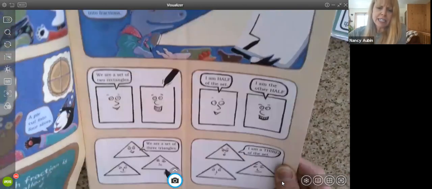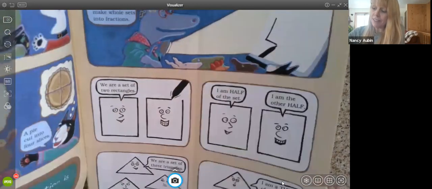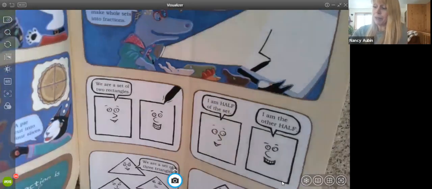So if you see, if there's 2 in a set, 1 out of 2 is half. If there are 3 in a set, 1 out of 3 would be a third.